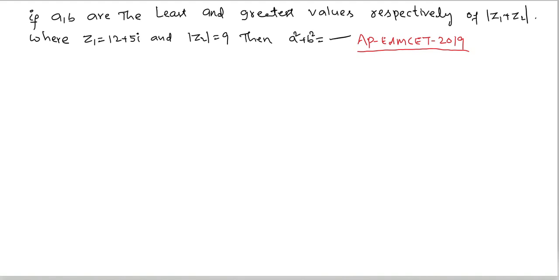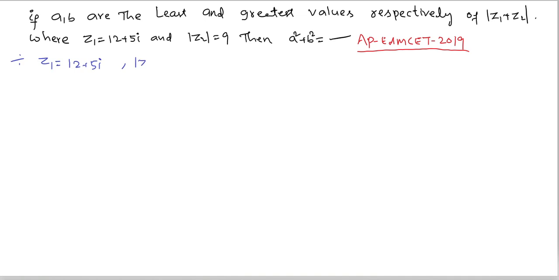Let a, b be the least and greatest values respectively of modulus of z1 plus z2, where z1 is equal to 12 plus 5i and mod z2 is equal to 9. Then a square plus b square is equal to dash. Here z1 is given, that is z1 is equal to 12 plus 5i.